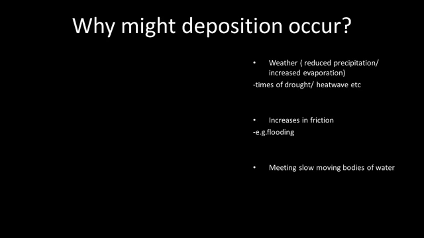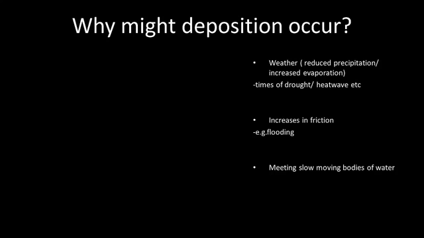Weather would cause reduced discharge. So in times of drought, there's reduced precipitation in the river. There's just going to be less water entering the river, so it's going to reduce its discharge, and that means it has less energy. Why that's important, I'll explain in a second.